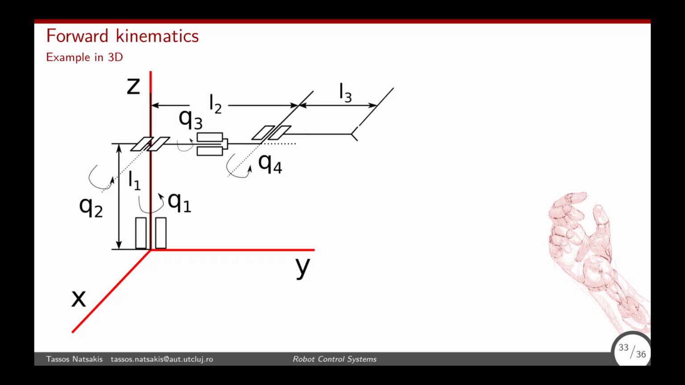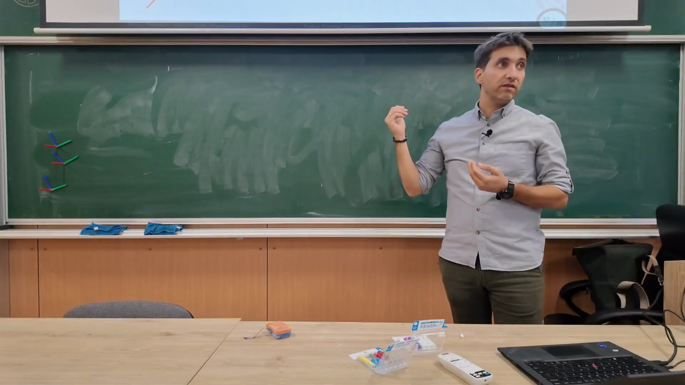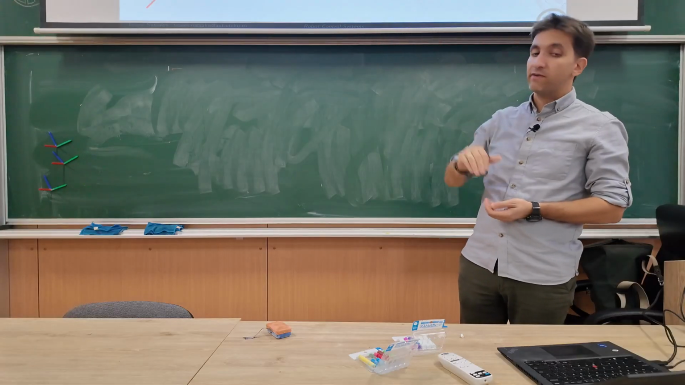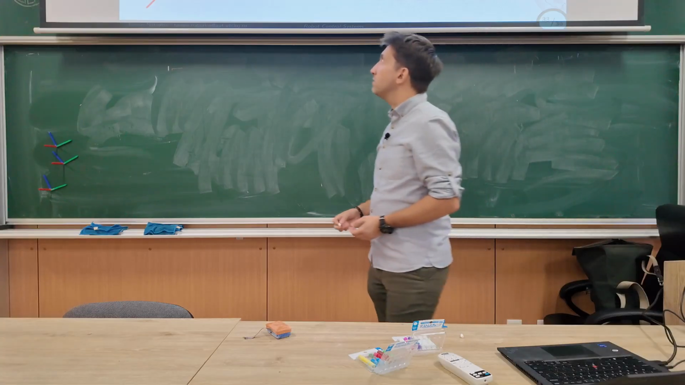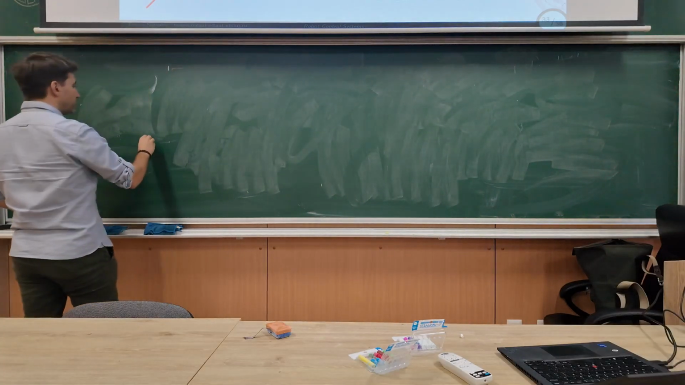Let's say I draw a frame here, X, Y, Z. So this is Y, this is X, this is Z. So this is my end effector. Right, so I want to calculate the pose of the end effector with respect to the reference frame. What are the steps? What do I have to do? Let me draw this as well while you're thinking.